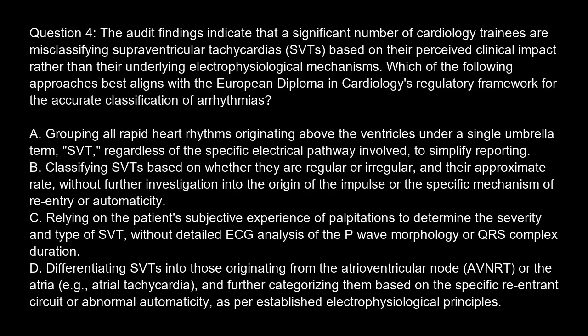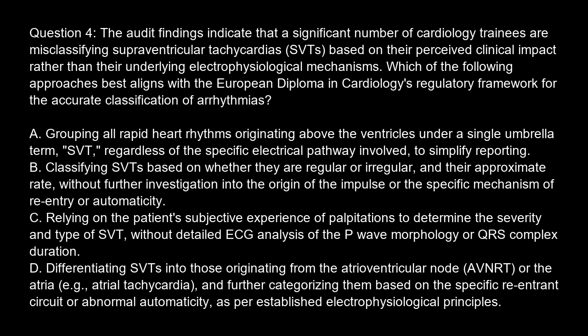on their perceived clinical impact rather than their underlying electrophysiological mechanisms. Which of the following approaches best aligns with the European Diploma in Cardiology's regulatory framework for the accurate classification of arrhythmias? Option A. Grouping all rapid heart rhythms originating above the ventricles under a single umbrella term, SVT, regardless of the specific electrical pathway involved, to simplify reporting.